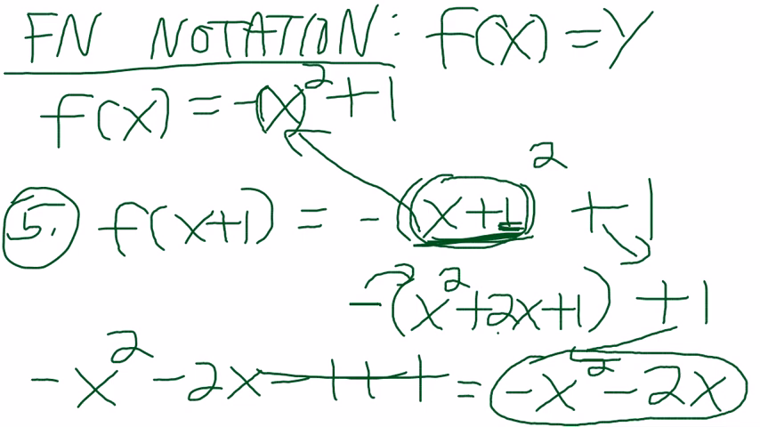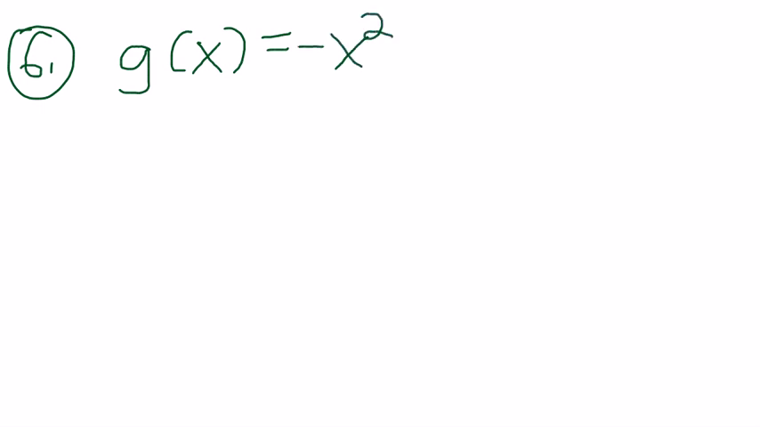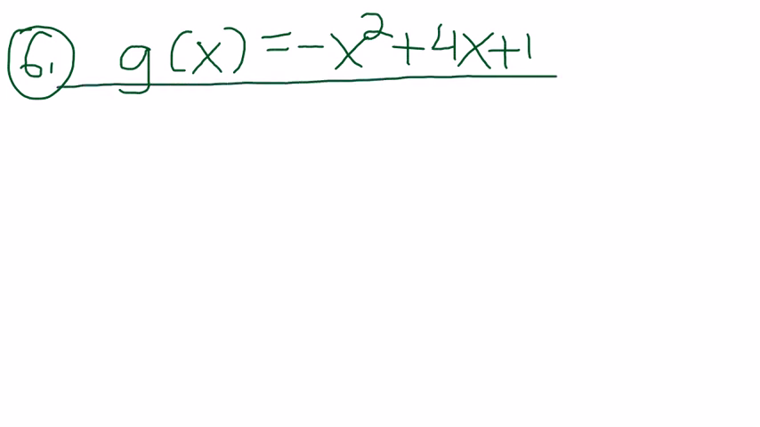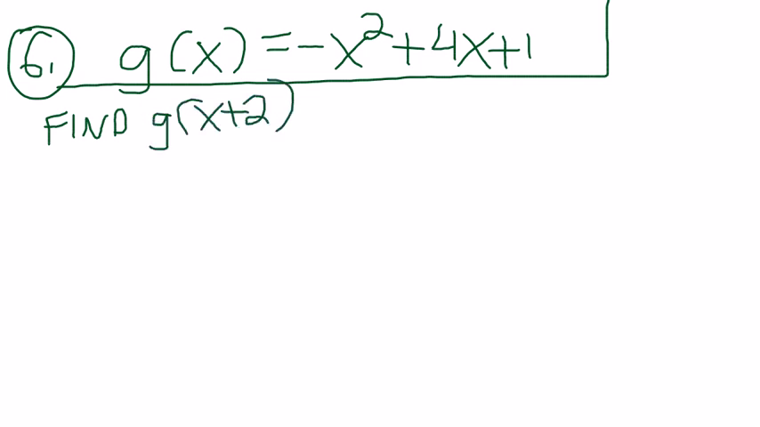One last one. Okay, I'm going to give you a different function. Let's go g of x. This is going to equal negative x squared plus 4x plus 1. And then for this, we want to find g of x plus 2. So it's pretty much the same as the last. So when I find this, g of x plus 2, I'm plugging x plus 2 into this x and into that x there that's multiplied by 4.